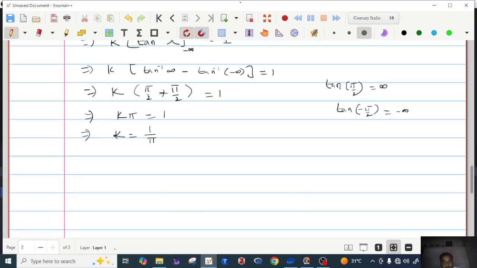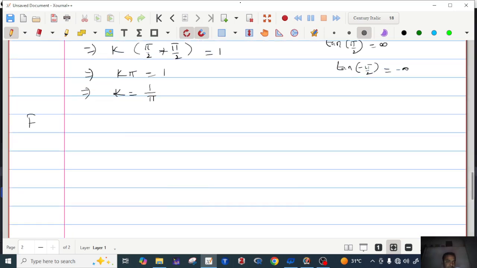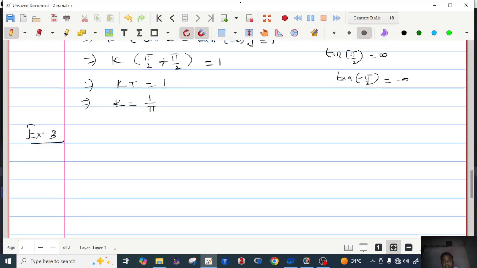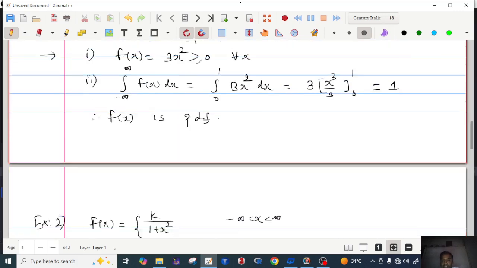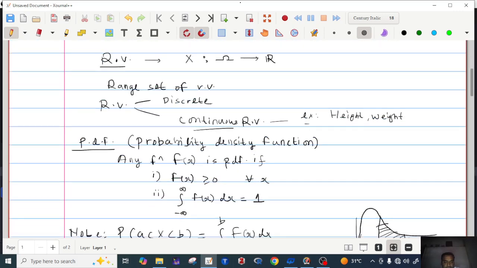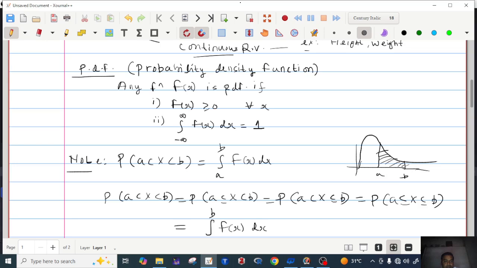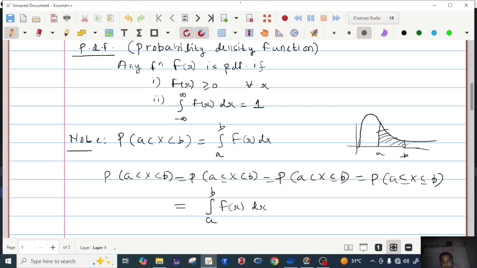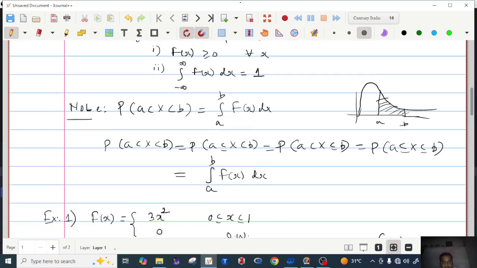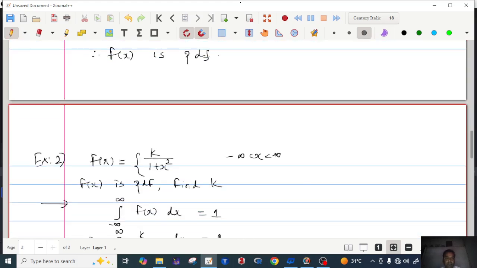Now let's see the next example. In this third example we will find out probabilities. As we discussed here, if a PDF is given, then we find probabilities from that PDF by taking integration from a to b of f(x): the probability of a less than x less than b is nothing but integrating a to b of f(x) dx. On the basis of this note, now we will solve our next example.